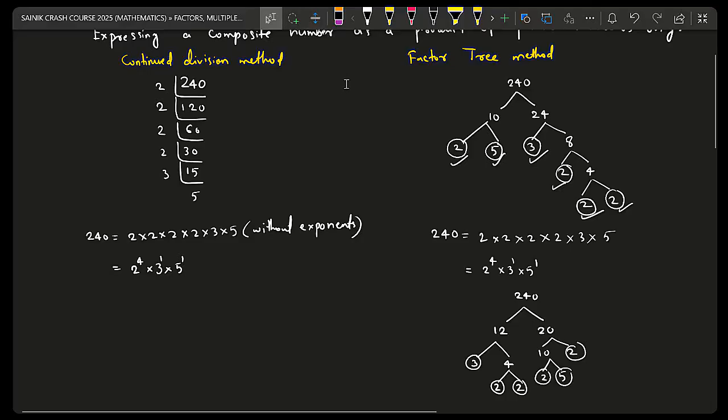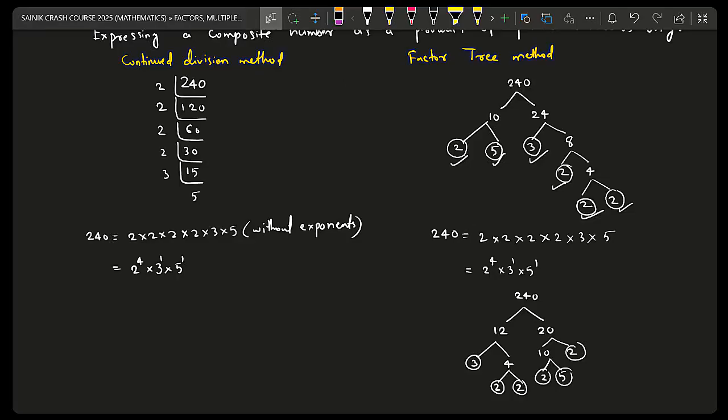Nishil, do you have any doubt in this question? Sir, why are you taking exponents? Exponents are useful in finding LCM and HCF. After this factorization, we are going to discuss HCF and LCM, and they are useful there. That's why. Okay, sure.